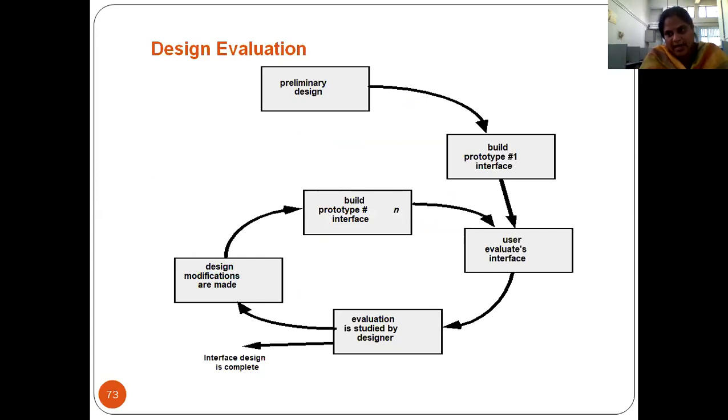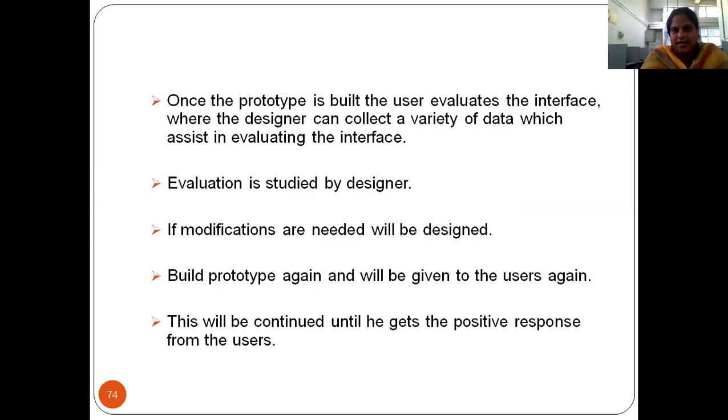So you are taking a preliminary design and choosing a prototype, and the user evaluates that interface. Next, the evaluation is studied by the designer, and design modifications are made. Next step, a prototype is built. So interface design will be complete by this design evaluation. Once the prototype is built, the user evaluates. So the evaluation is studied. Just now we have discussed this.